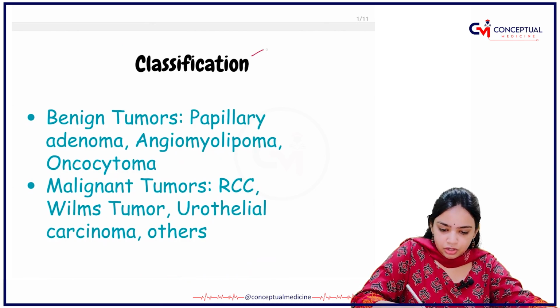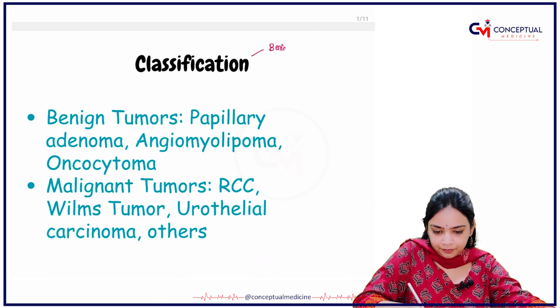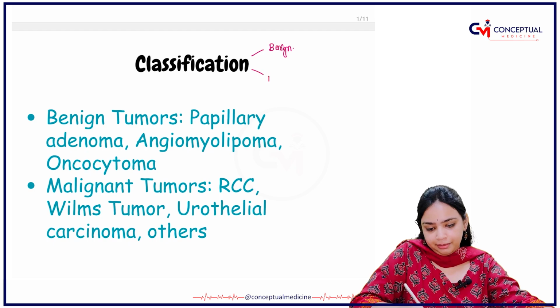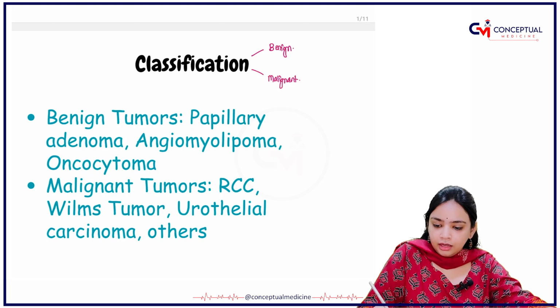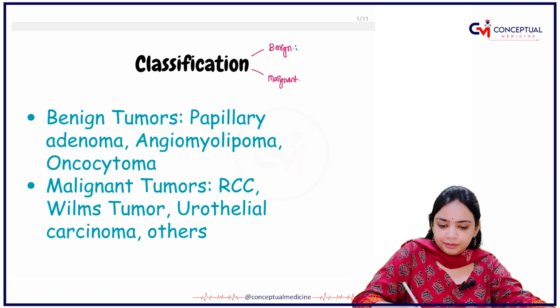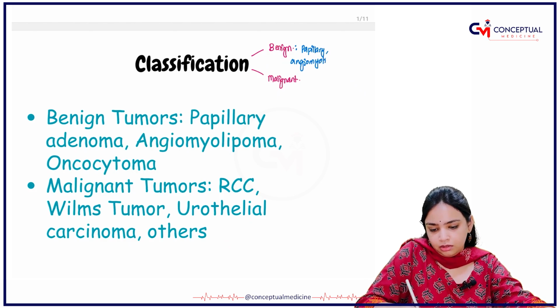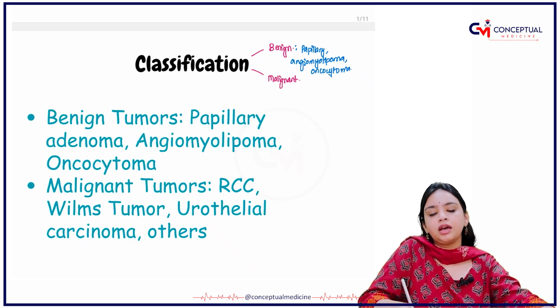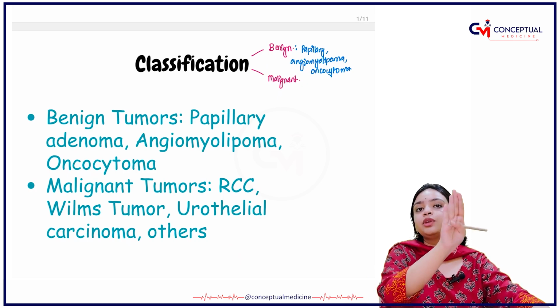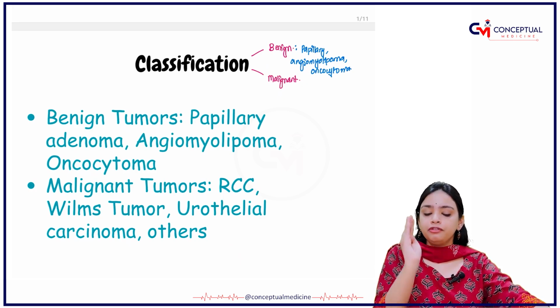For the classification, you have the benign type and the malignant type. In the benign one, you have the papillary, then you have the angiomyolipoma and oncocytoma. So these are basically the three main things that you need to remember in the case of benign.